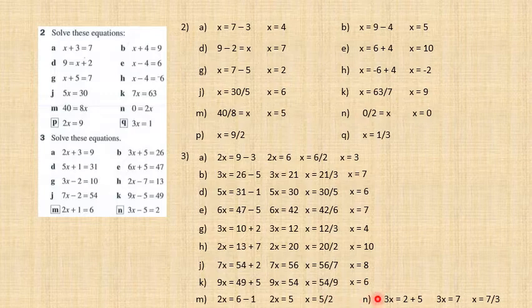Question N is the same idea as question M. I will get rid of this minus 5 first by adding 5 on both sides. So 3x equals 2 plus 5 equals 7. And then divided by 3, so it's going to be equal to 7 over 3.